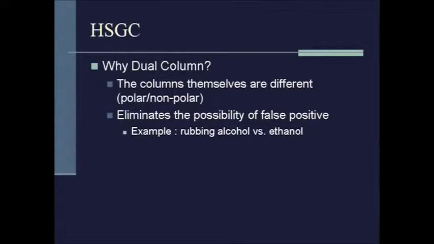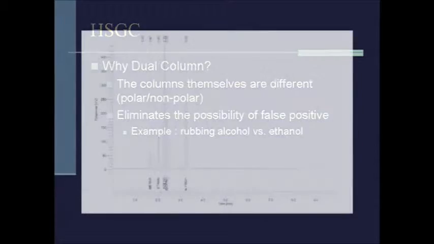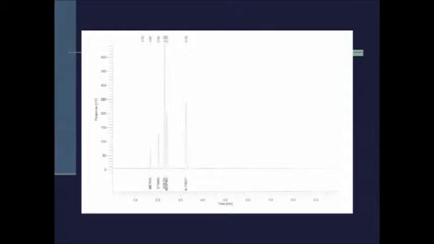Why would we use dual columns? Well, again, we want to eliminate the possibility of false positives. And the example I'm going to use is rubbing alcohol and ethanol. Now, this could be important because rubbing alcohol is most often what is used to swab the sampling site for just about anything, including blood alcohol. So it's important for us to be able to know that the alcohol result we get is not the result of the swabbing with rubbing alcohol.